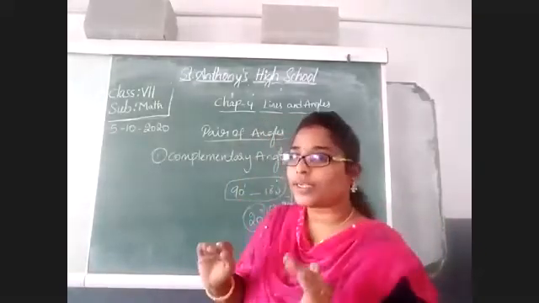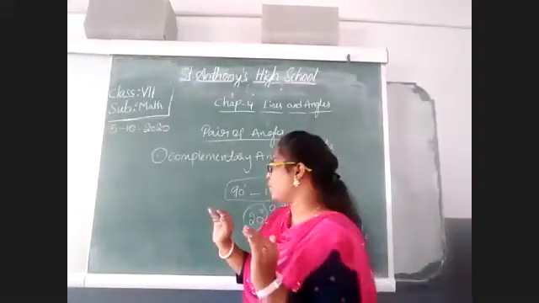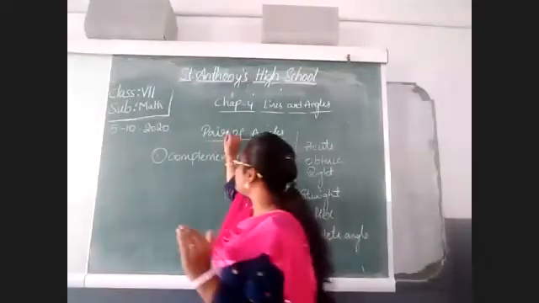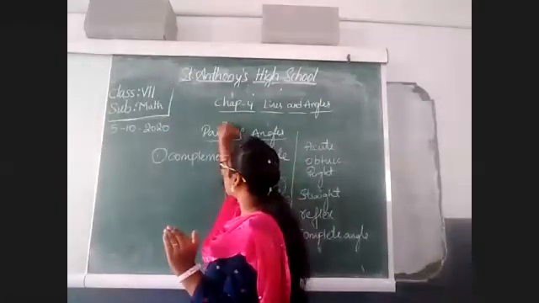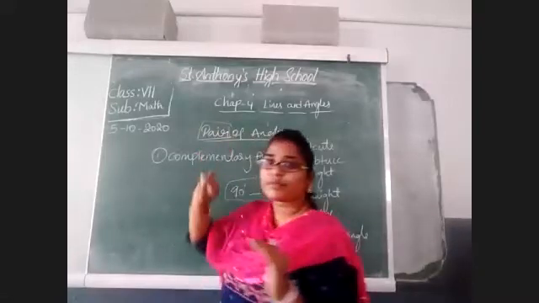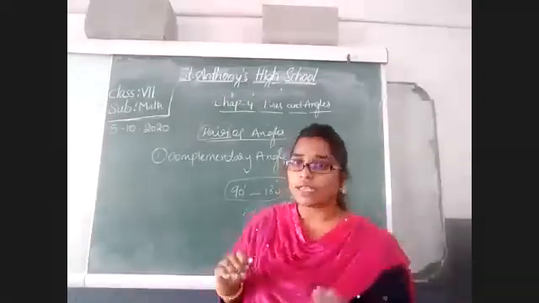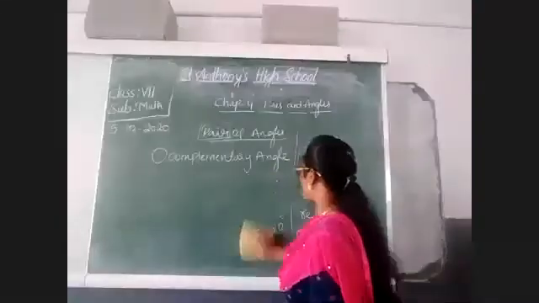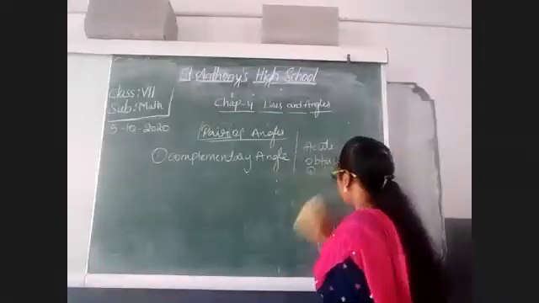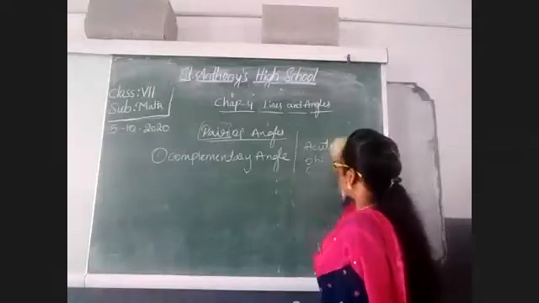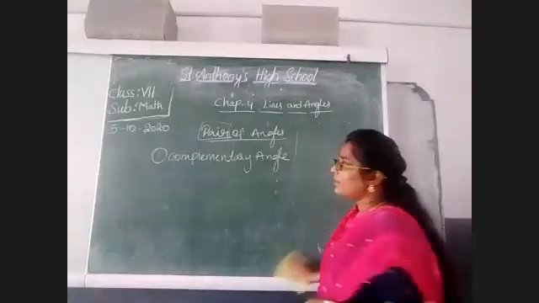Now, we are going to discuss the pair of angles. What is meant by pair? Pair is nothing but two angles. Understand? So now we are going to take two angles. Clear? Now let us see when we say the two angles are complementary angles.